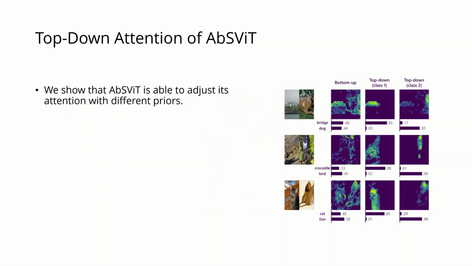To see if AbSViT truly learns top-down attention, we did an experiment where we randomly sample 2 images from ImageNet, and we used the class embedding of each class as the prior. Then we observed that the model is actually able to adjust its attention to different objects when given different priors, and the model will actually give correspondingly different classification results.